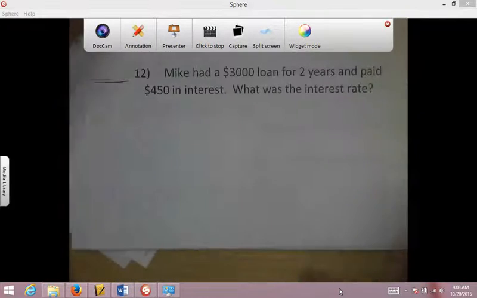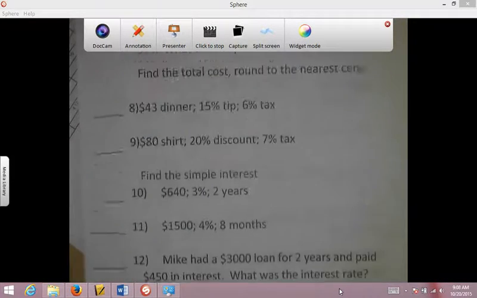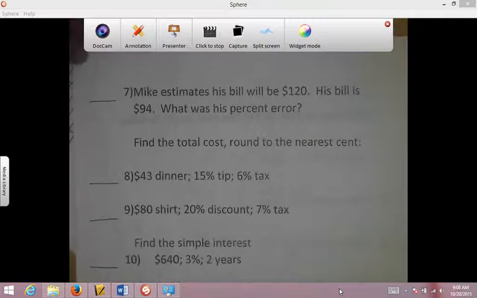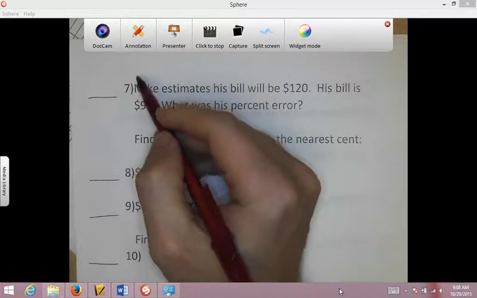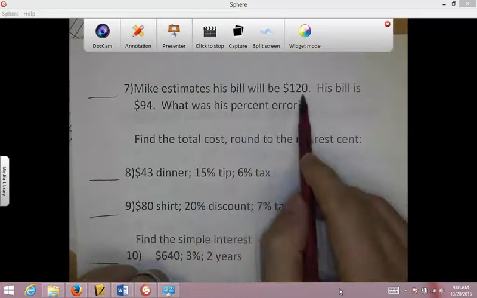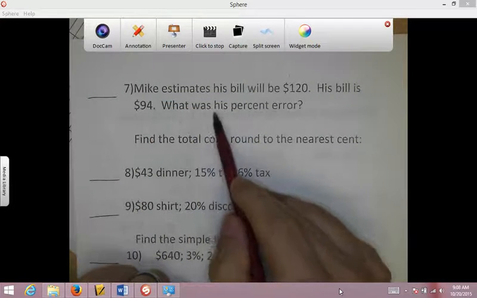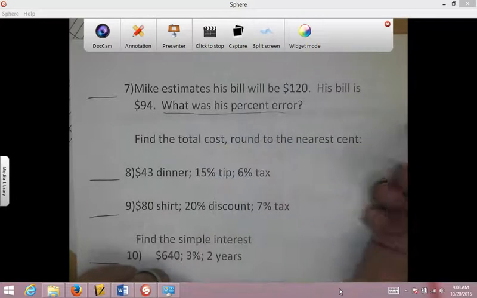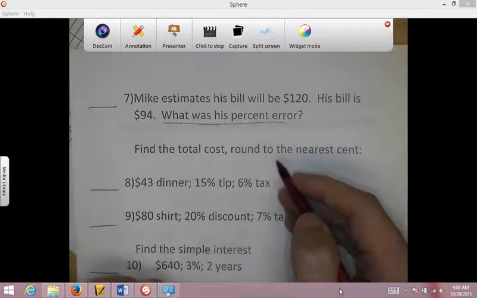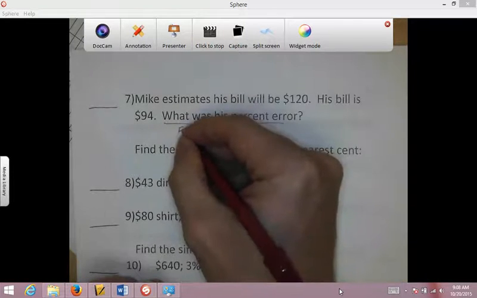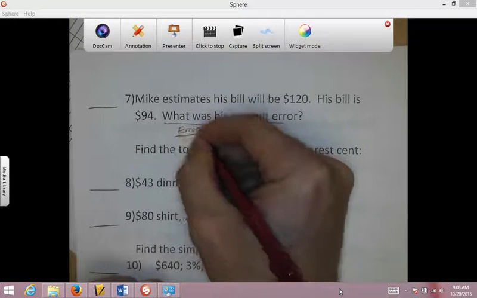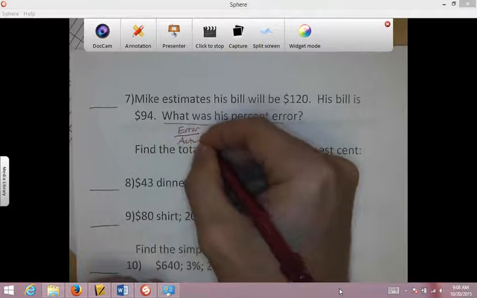On the back. For number 7, I told you to round this to the nearest whole number. It says Mike estimates his bill will be $120. His bill is $94. What is his percent error? So obviously this is a percent error problem. So remember, for percent error problems, the amount of error over the actual amount times 100.